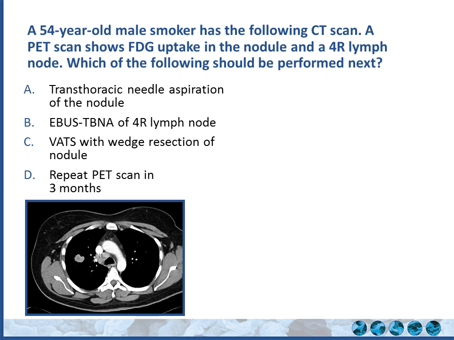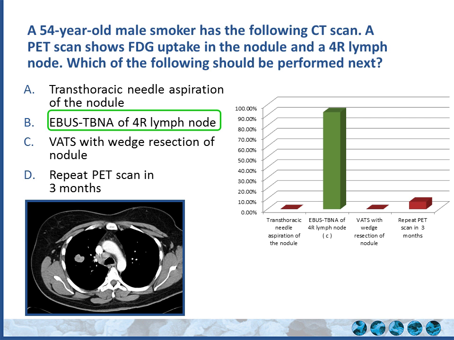So this 54-year-old male smoker had the following CT scan, a PET scan showed FDG uptake in the nodule and a 4R lymph node. Which of the following should be performed next? Transthoracic needle aspiration, EBUS of the 4R lymph node, VATS, or repeat PET scan in 3 months? And the answer is EBUS.